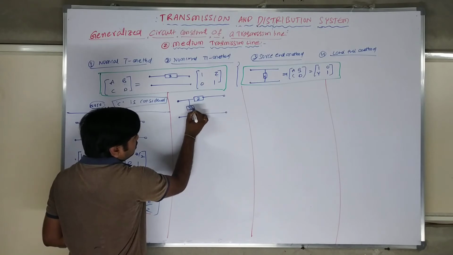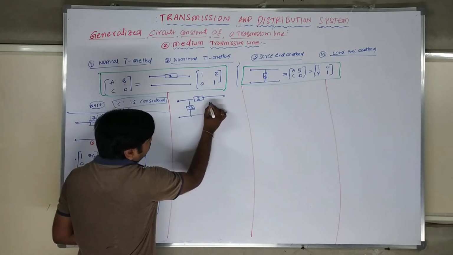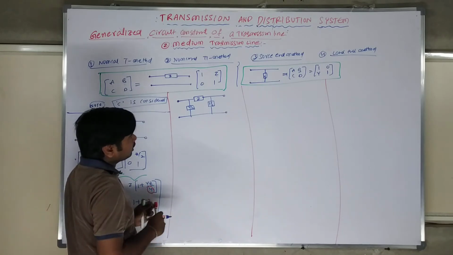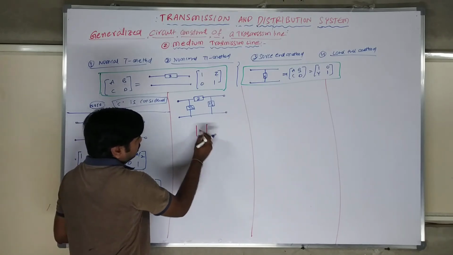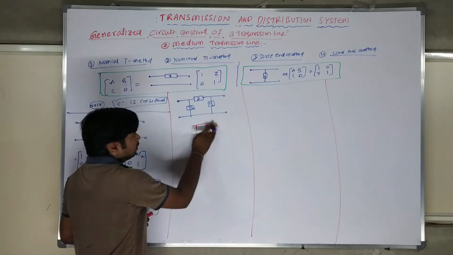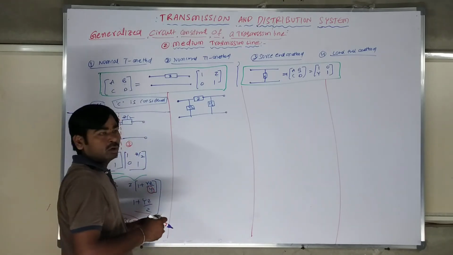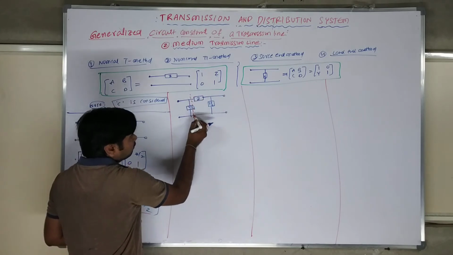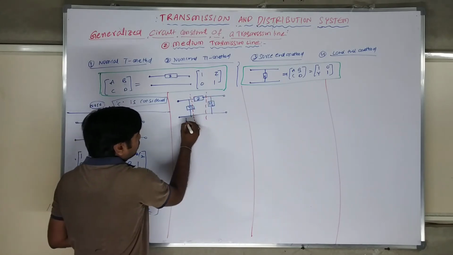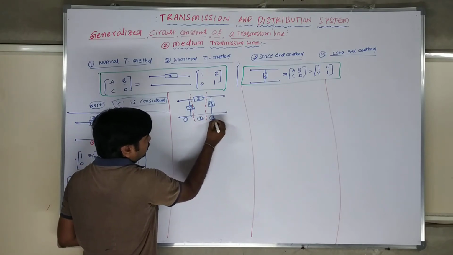Nothing but y by 2 and y by 2. So this diagram should look like a pi model. That's what this method is called, the nominal pi method. So in this same model, how do we do it? The given network is made into three parts: part 1, part 2, part 3.